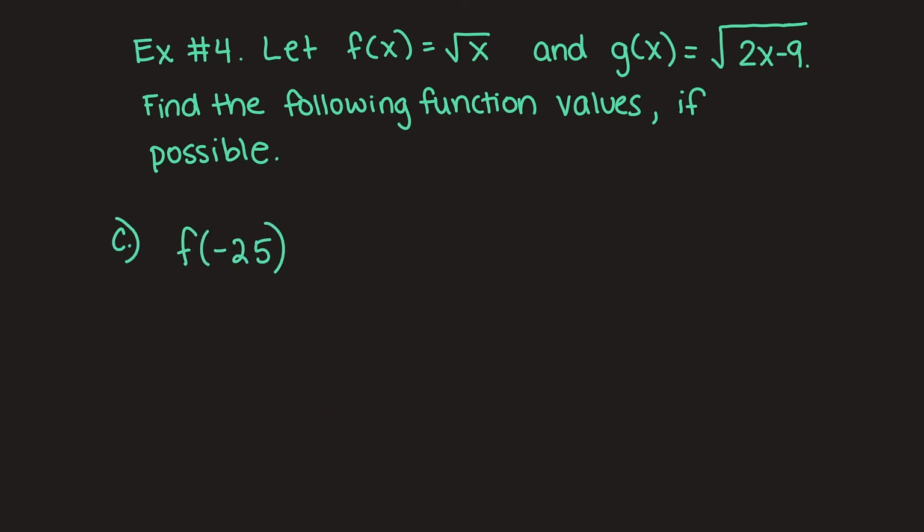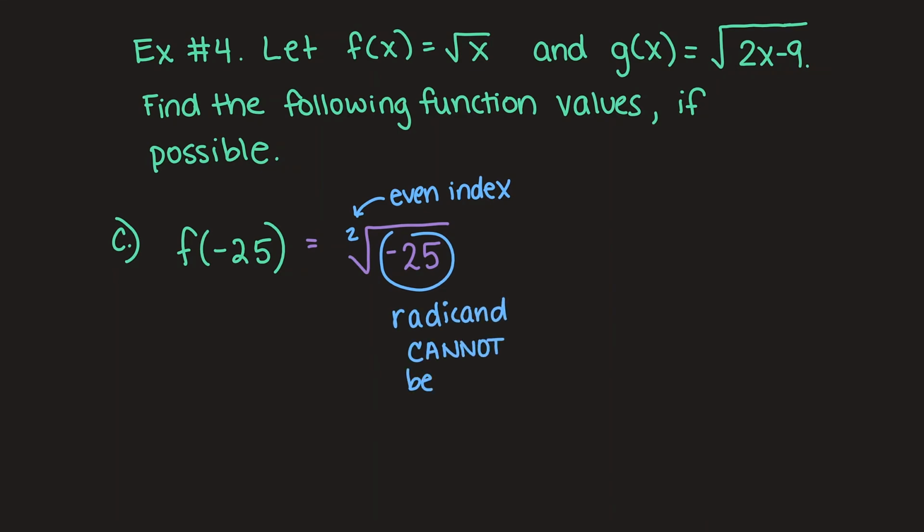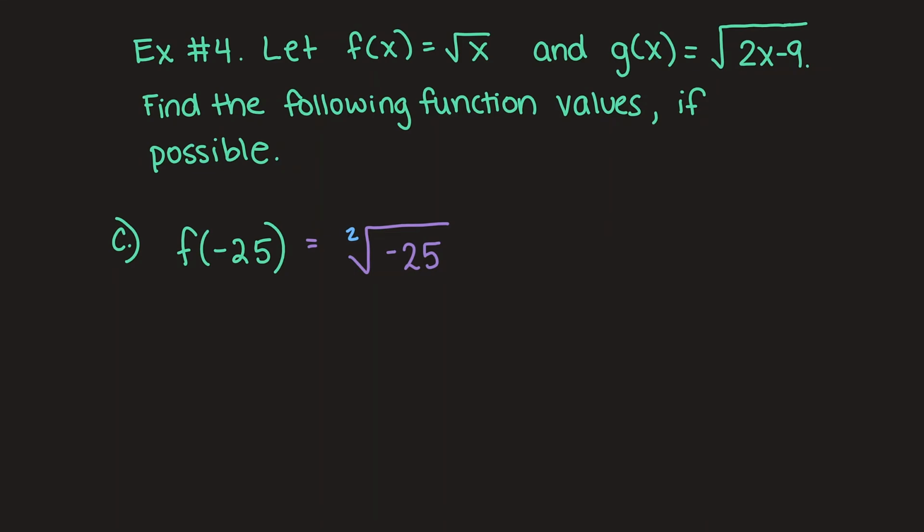For f of negative 25, we are substituting in negative 25 for x in our function f of x. So we get the square root of negative 25. And again, our radicand cannot be negative when we have an even index. Therefore, f of negative 25 is not a real number.